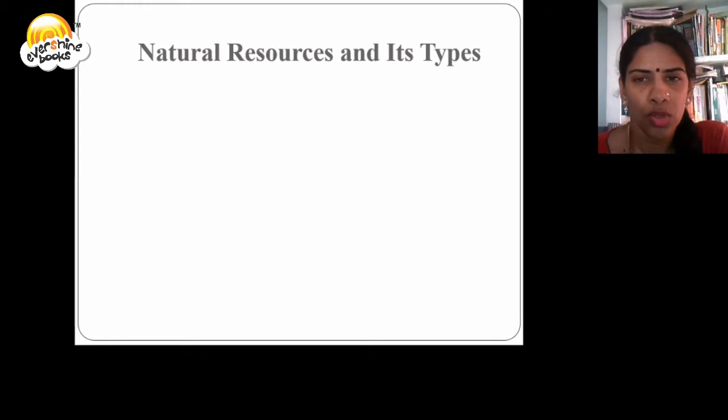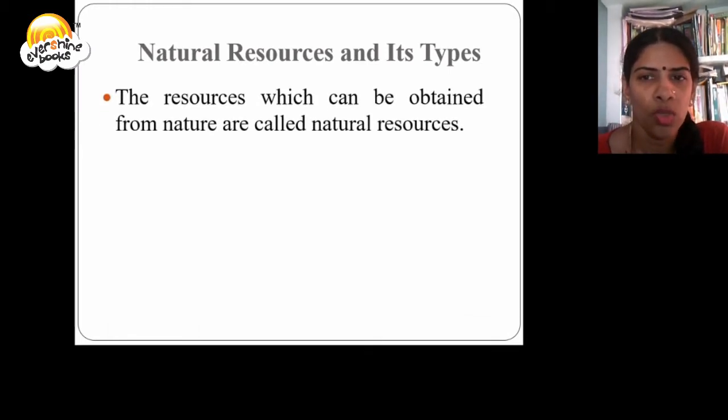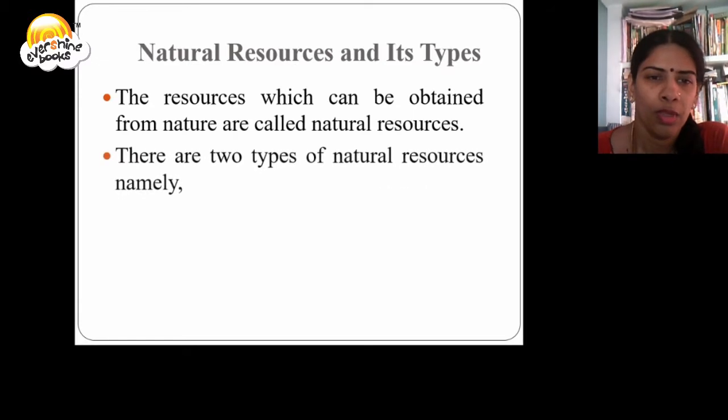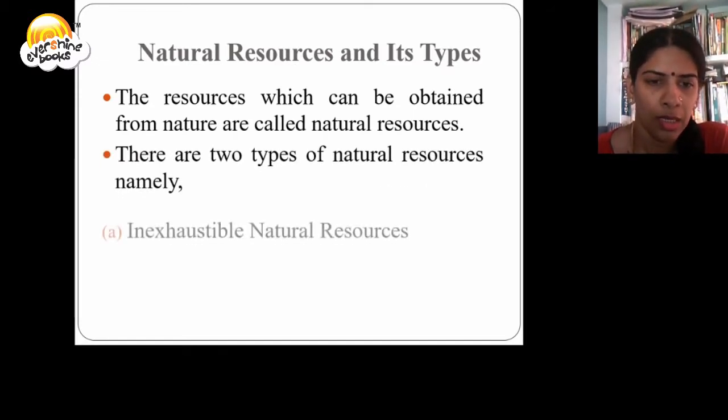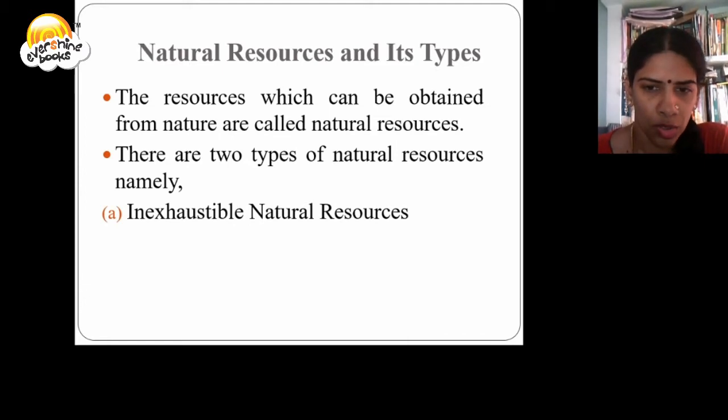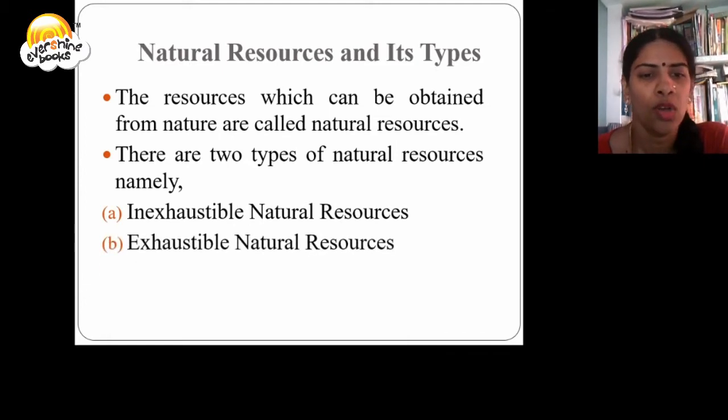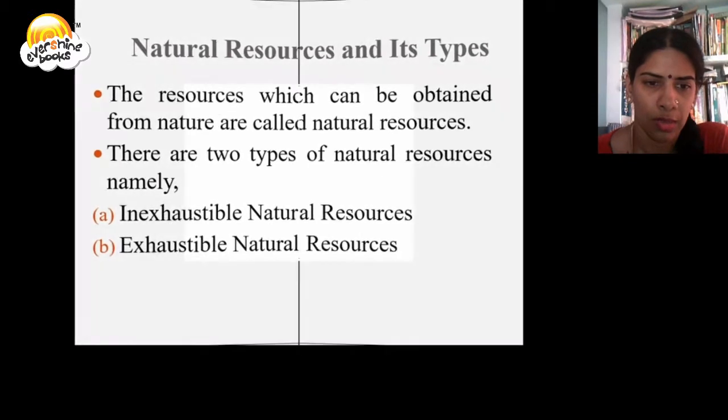What are natural resources and their types? The resources which can be obtained from nature are called natural resources. There are two types of natural resources, namely inexhaustible natural resources and exhaustible natural resources.